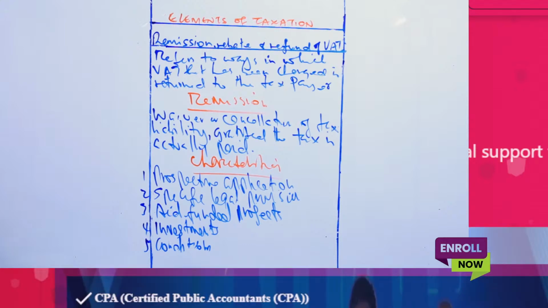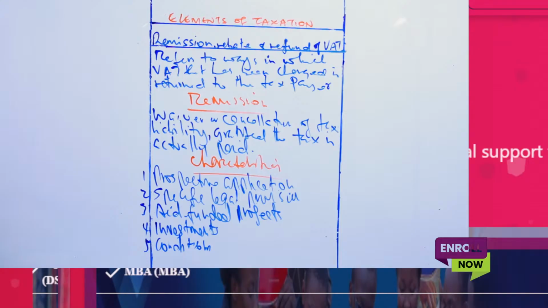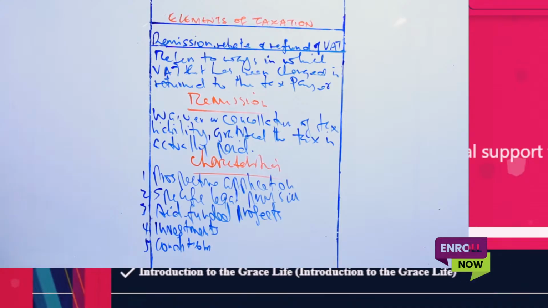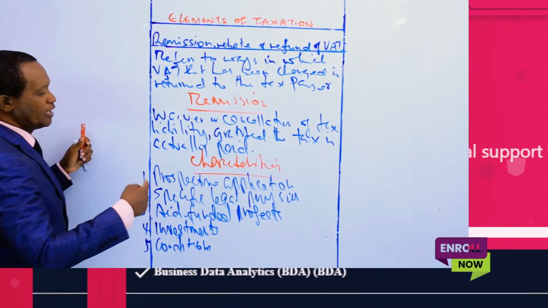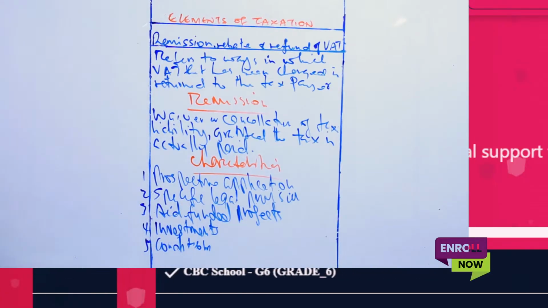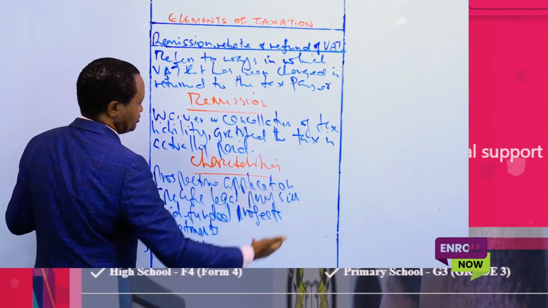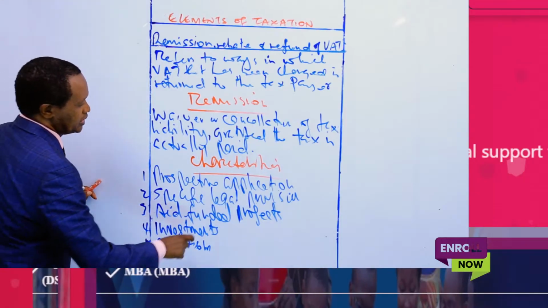Now, remission is always subject to strict conditions regarding the use or disposal of the goods or services. And if these conditions are breached, then the remitted tax becomes payable. The remitted tax, or the waived tax, or the cancelled tax, becomes payable if conditions are breached.